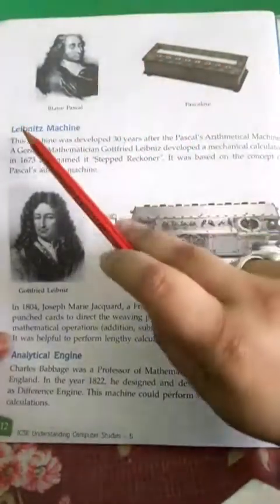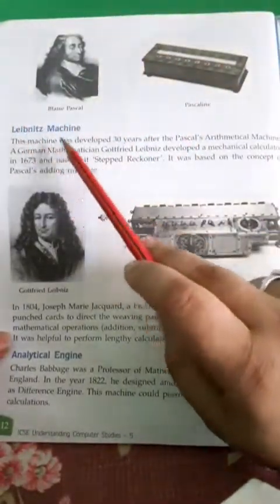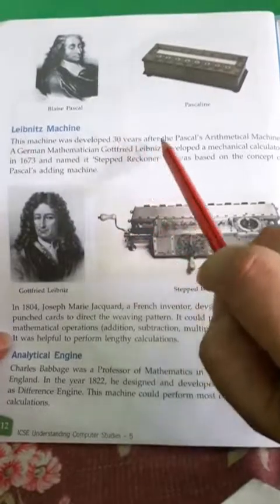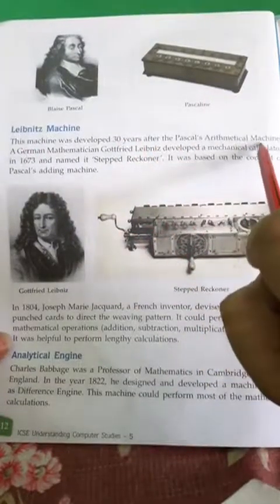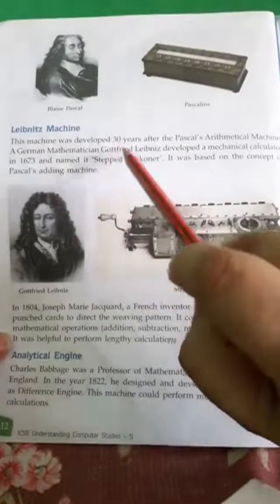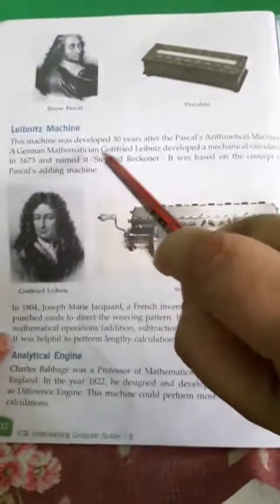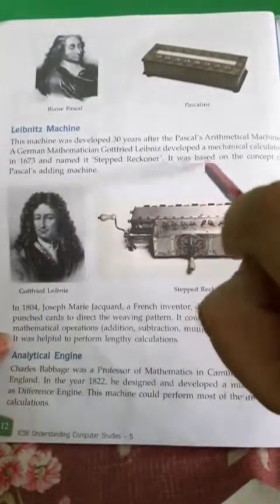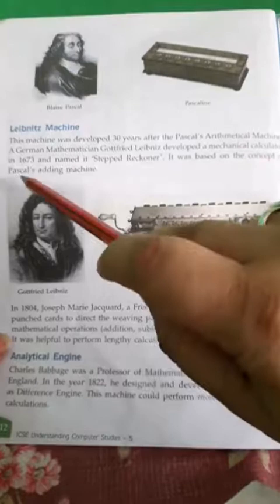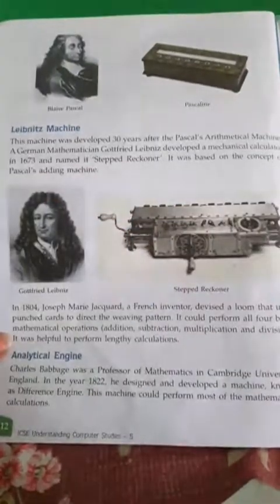Next comes Leibniz's machine. This machine was developed 30 years after Pascal's arithmetical machine. A German mathematician, Gottfried Leibniz, developed a mechanical calculator in 1673 and named it the stepped reckoner. It was based on the concept of Pascal's adding machine.